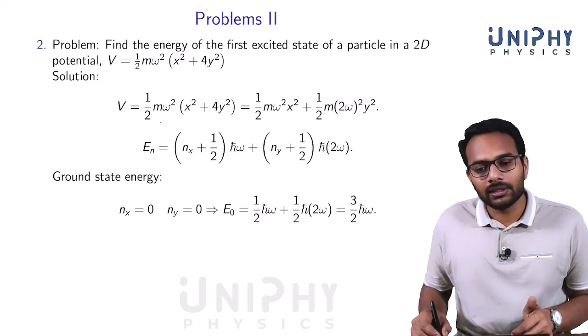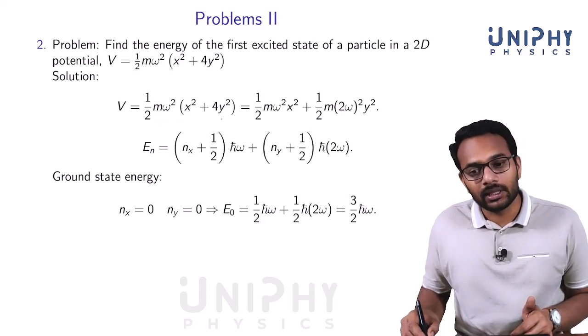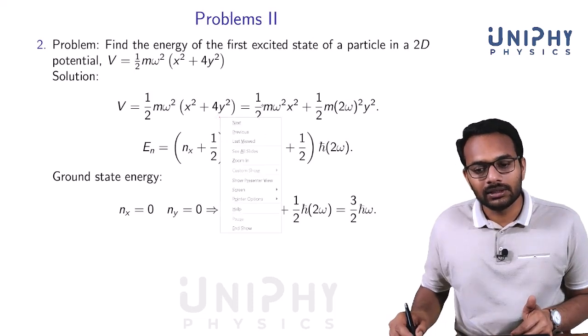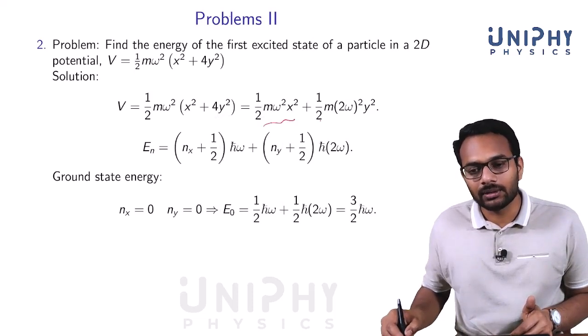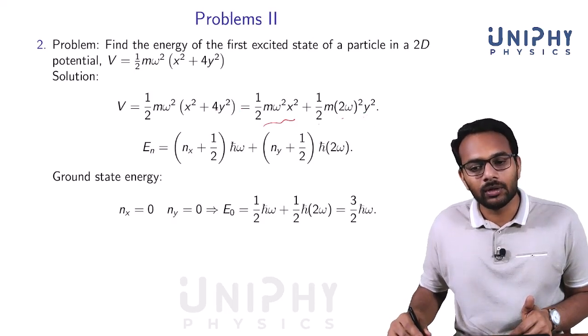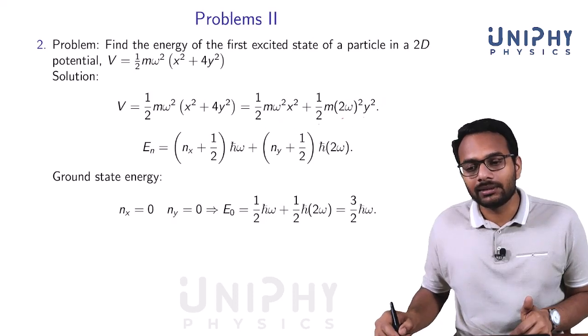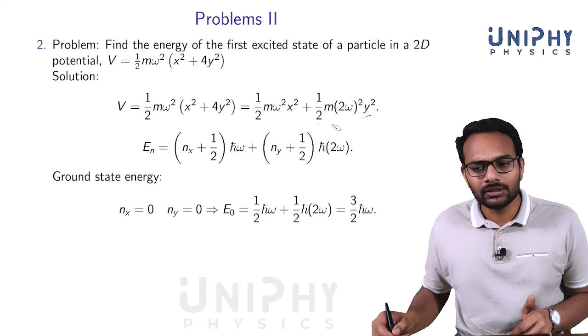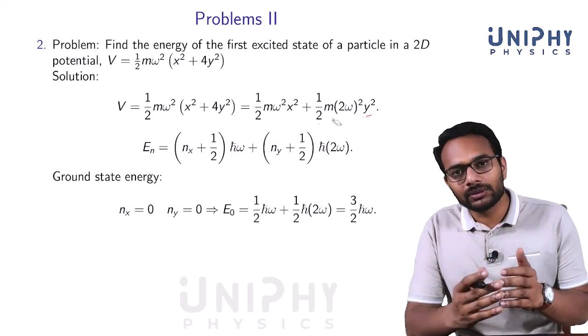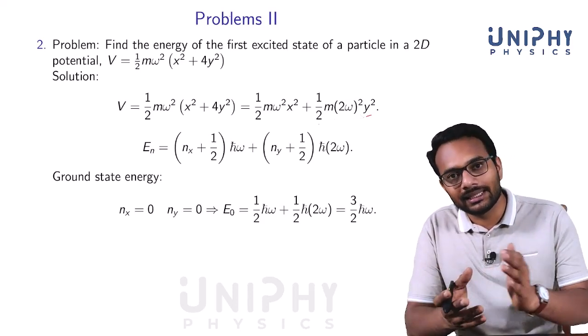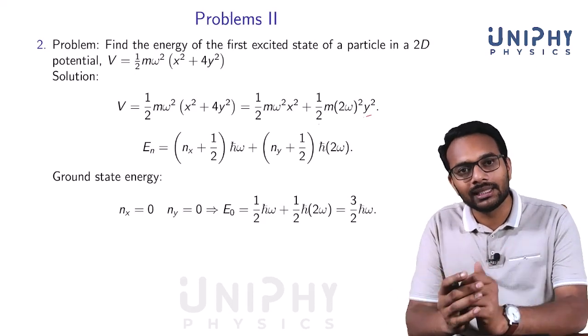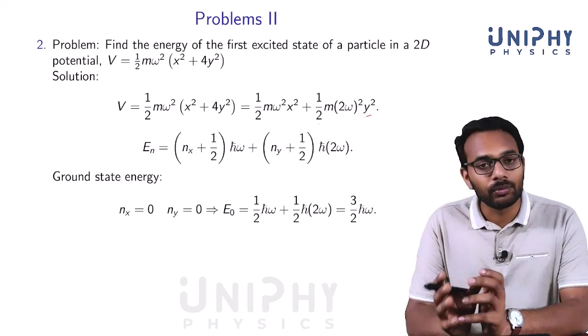We write V is equal to half m omega square (x square plus 4y square). This we can write as half m omega square x square plus half m (2 omega) square y square, because 4 can be written as 2 square, so we combine it with this omega. And so we see that the oscillator oscillates with different frequencies in the x and y directions. That's why we call it an anisotropic harmonic oscillator.